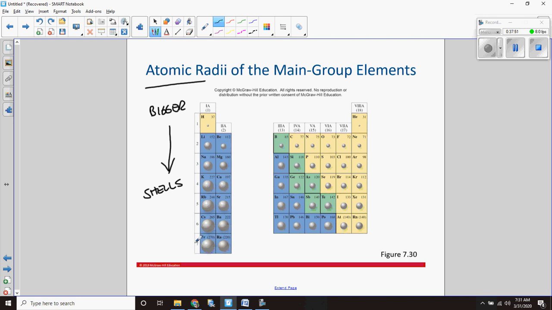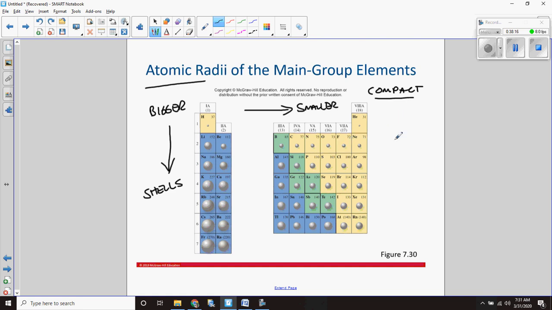This is 2 shells, 3 shells, 4 shells, 5, 6, 7 shells. So the atom has to get bigger. But we also saw going left to right, the atoms get smaller. One way to think about that is as you get more and more electrons, we go from 1 valence electron here to 8 valence electrons, the atom gets more compact, right? That's about as far as I want to go into that argument right now.